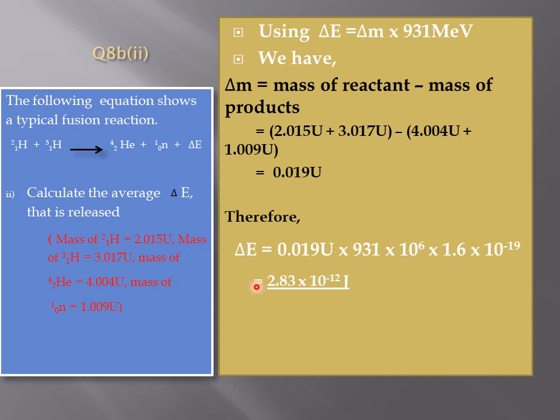Therefore, the change in energy is this mass defect times 931 mega electron volt. This is delta M times 931 mega electron volt. If we compute this, we're going to have 2.03 times 10 to the power minus 12 joules.